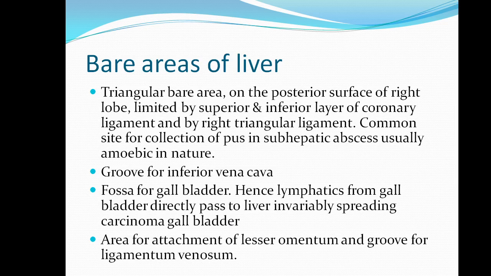So much so that even if the secondaries are not seen in the liver on ultrasonography or on the CT scan, even then we assume that some microscopic spread must have occurred in the liver. The area for the attachment of the lesser omentum and the groove for the ligamentum venosum is another site of bare area of the liver.